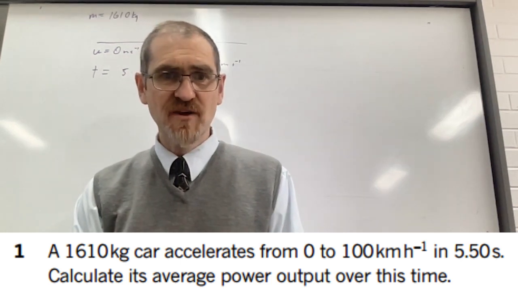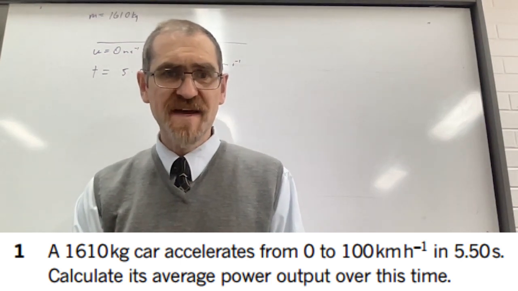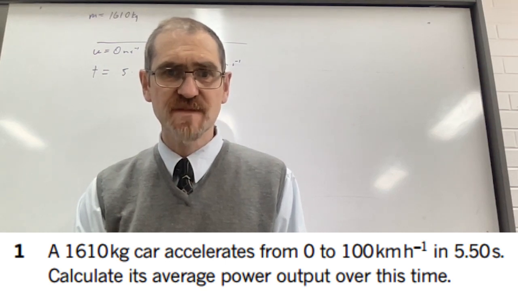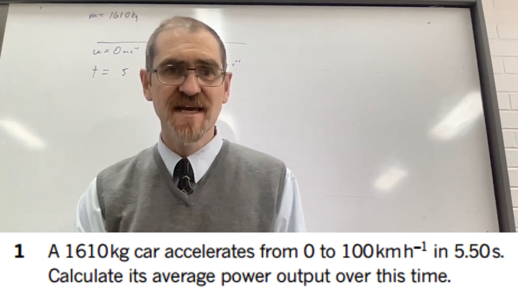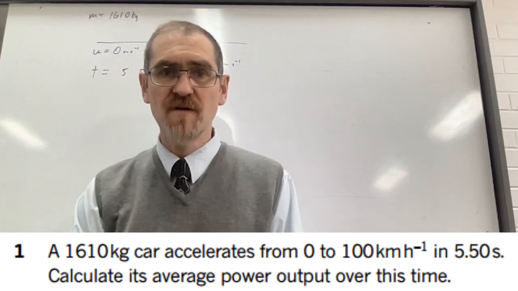So I've been asked to look at 9.6 question 1. A 1,610 kilogram car accelerates from 0 to 100 kilometers an hour in 5.5 seconds. Calculate the average power output over this time.